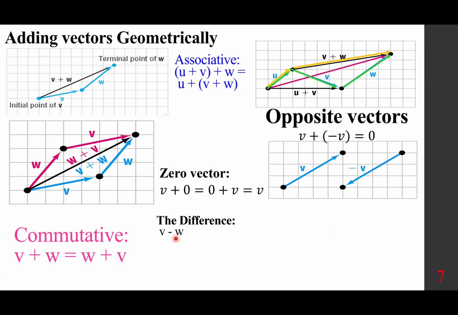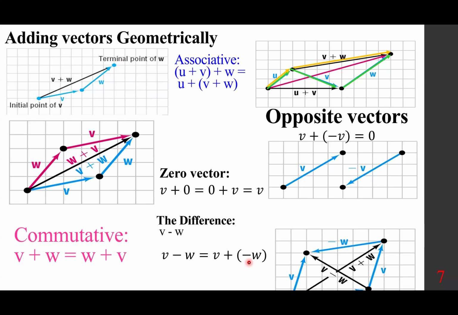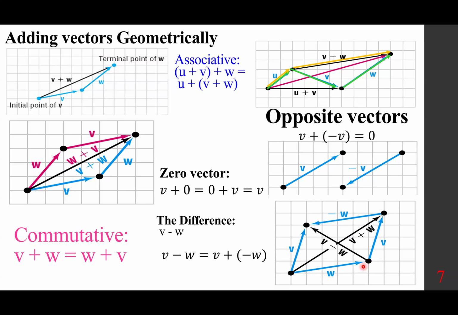The difference V minus W is the same as V plus the opposite of W. So how do we do that? Here's V, here's W, and here's negative W. One easy way is to connect their terminal points. So that would be V minus W. Of course, this is V plus W. But think about this. V is the same as this one. W is this one. This is minus W. If you look at this one, this is V minus W.